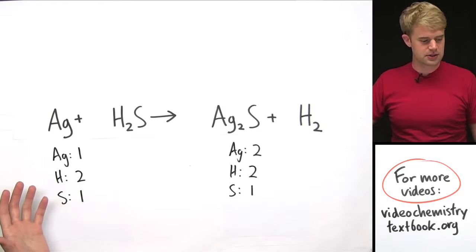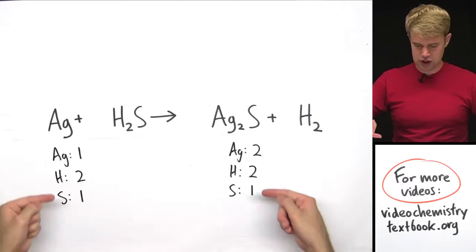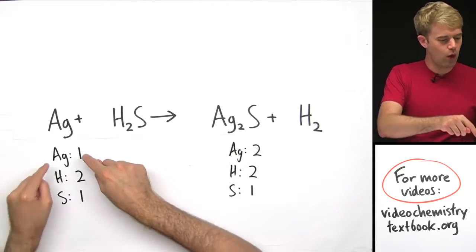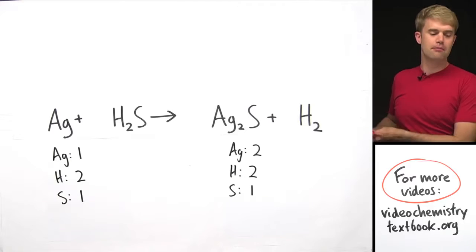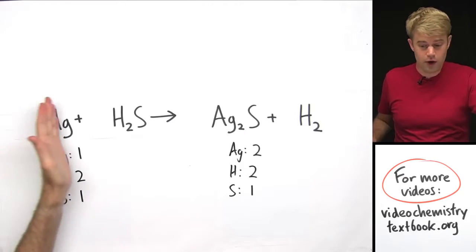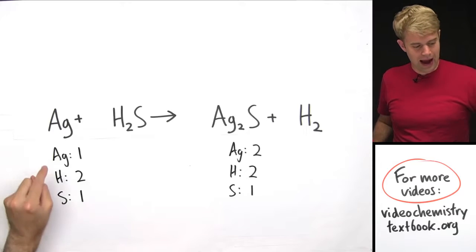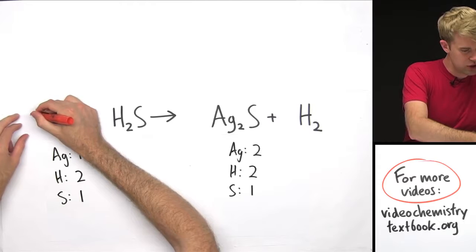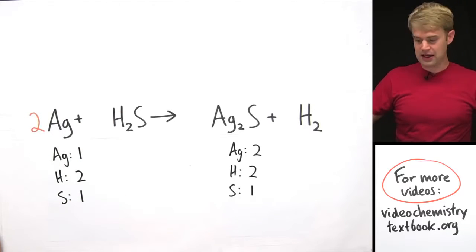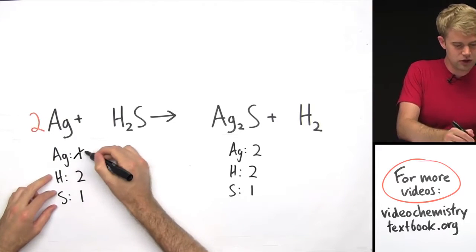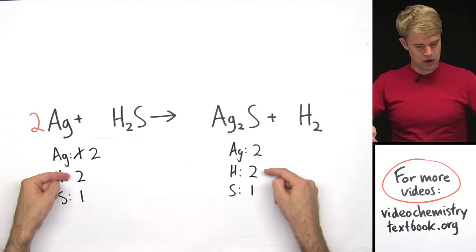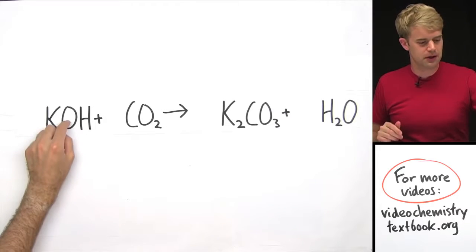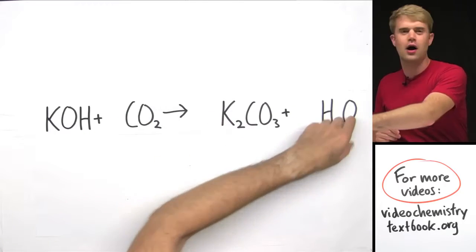Okay, what balances and what doesn't? Well, the hydrogens and sulfur both balance, but the silver, we have 2 here and 1 here. We can fix it by adding a number or coefficient in front of one or more of these elements and compounds. I need more silvers on this side, and luckily, I can just put a 2 in front of this Ag. So now instead of having 1 Ag, I have 2, and now I've got 2, 2, and 1. It balances.